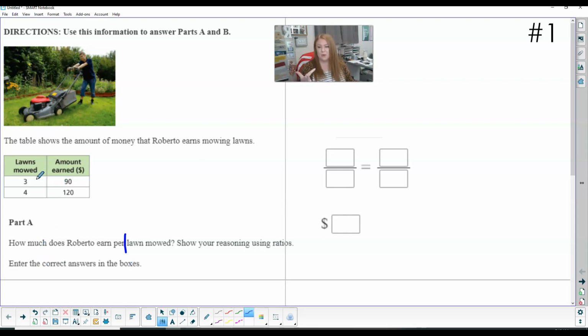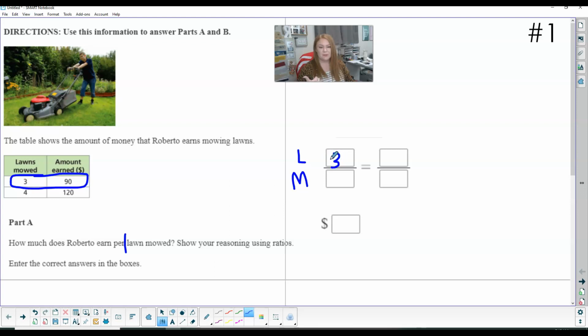So I'm going to put some labels here. In our book, it doesn't have these labels. And so we are going to put our lawns on the top and our money on the bottom. So something I do know, and I could do either one of these, I could do the 3 or the 4. So I'm just going to choose the 3.